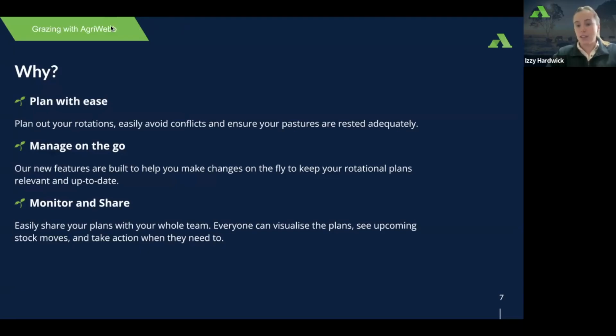We also have lots of different user roles. We have lots of different ways to share your data so that you can share it with not only everyone on your farm team, but you can actually download your reports or add your agronomist onto AgriWebb. You can share with your financial advisor. You can share with your animal health nutritionist. We allow you to have full control over your data and who you share that with.